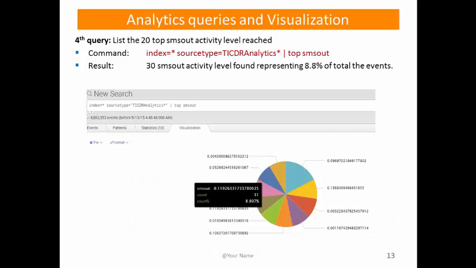In the next query, I just want to have an idea of the number of events that make up the top 20 SMS out activity. And here it returns 4 million events. I see that there is 30 SMS out activity, representing 8% of the 4 million events that were queried.